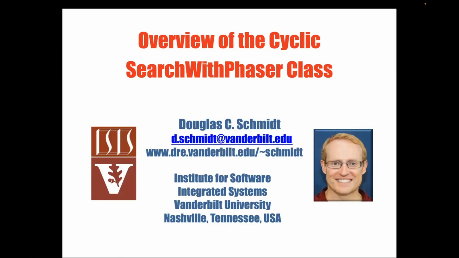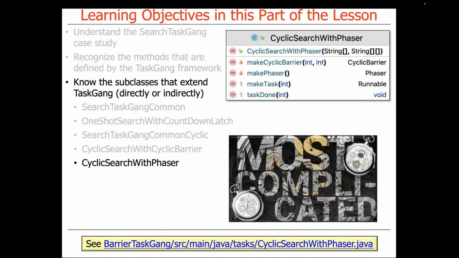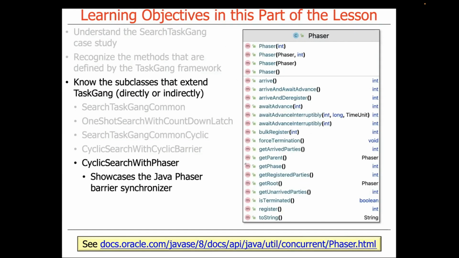So now it's time to turn our attention to the final subclass of task gang that shows off yet another Java synchronizer for barrier synchronization. And this is called CyclicSearchWithPhaser. And this is by far the most complicated implementation because it's super cool. And what it does is it showcases the Java Phaser barrier synchronizer.